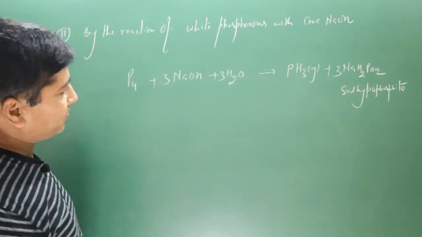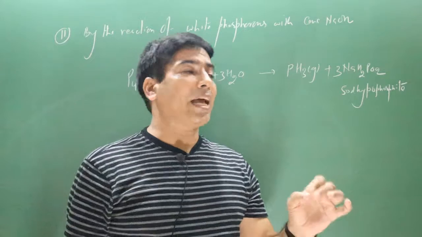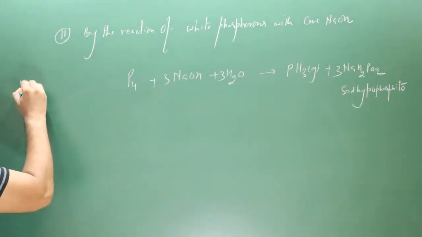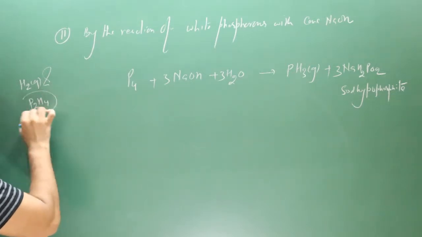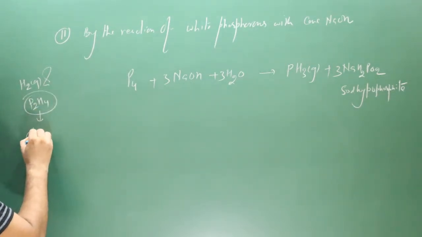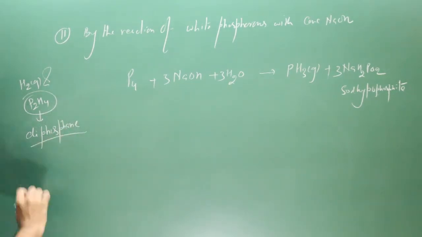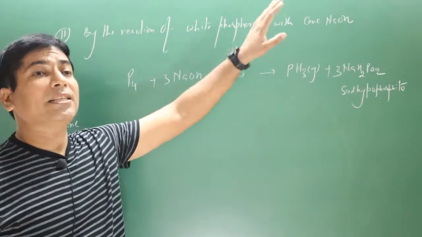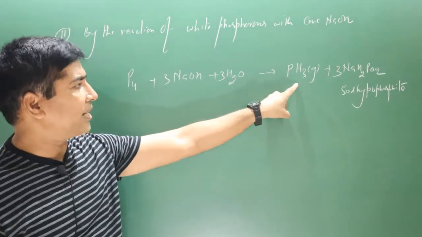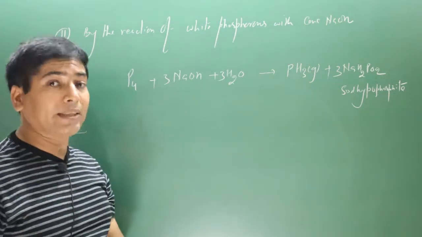Now keep in mind, in this preparation reaction some quantity of hydrogen gas as well as P2H4 is also produced. P2H4 is known as diphosphine. When only phosphine gas is produced, it is in the pure form, and pure phosphine gas is non-inflammable, meaning it does not catch fire in the air.